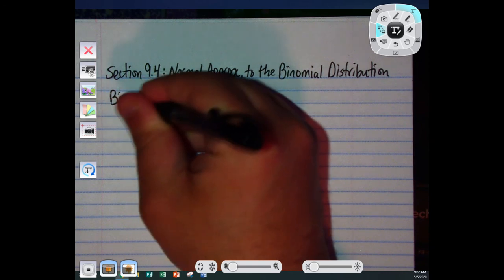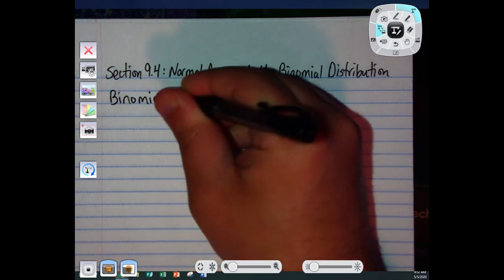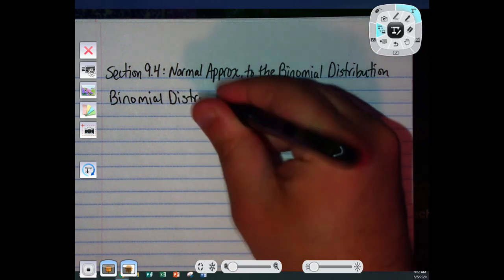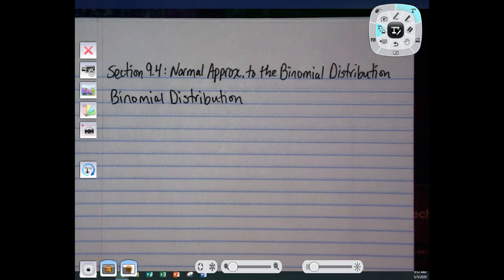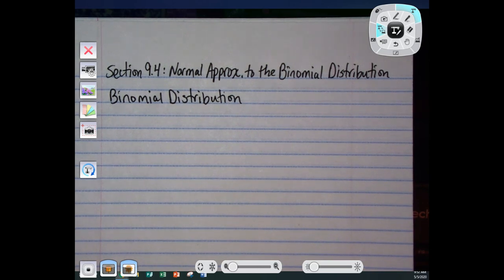And remember, to have a binomial distribution, you have to have a set number of trials, and for the outcome, there are only two possibilities. That's it. And we usually label those as success or failure depending on the situation.